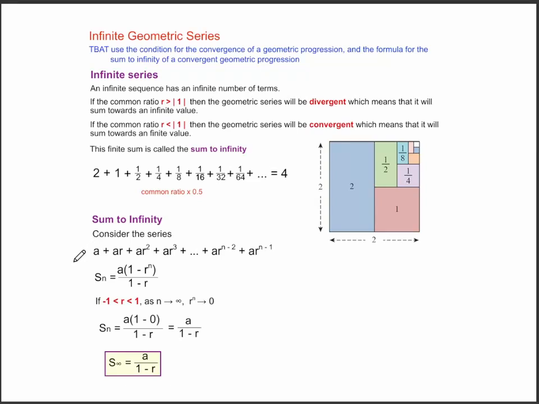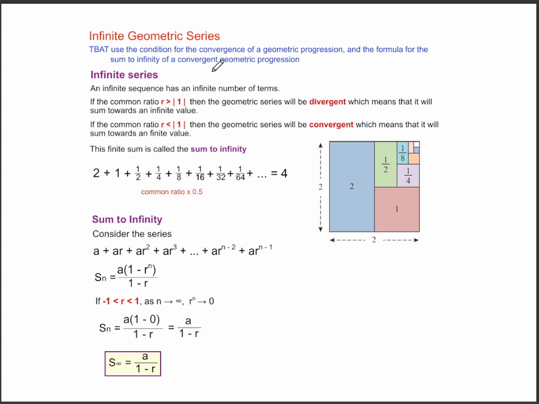Now onto a subsection of geometric series. Last class we looked at what geometric series were. Now we are looking at infinite series. Infinite series only exists when the common ratio, the r value, is between -1 and 1, or the absolute value of r is less than 1. This makes the series convergent, which means it will sum up to a certain finite value.